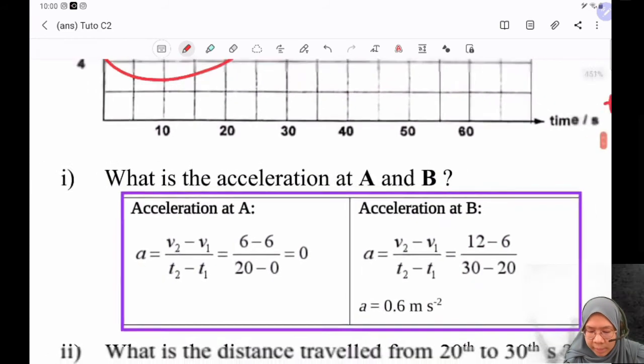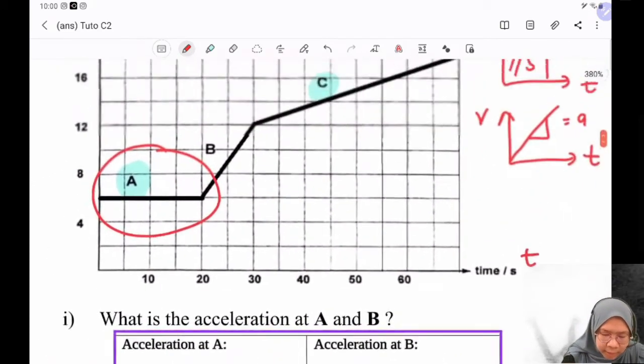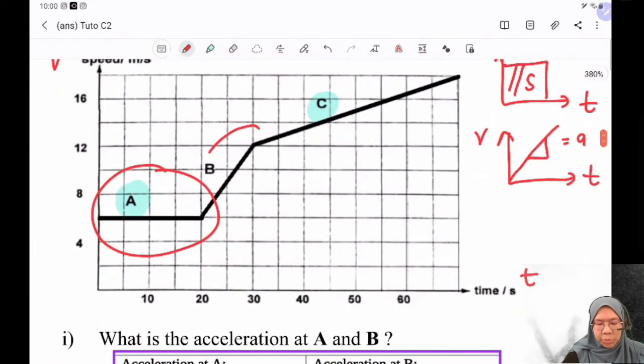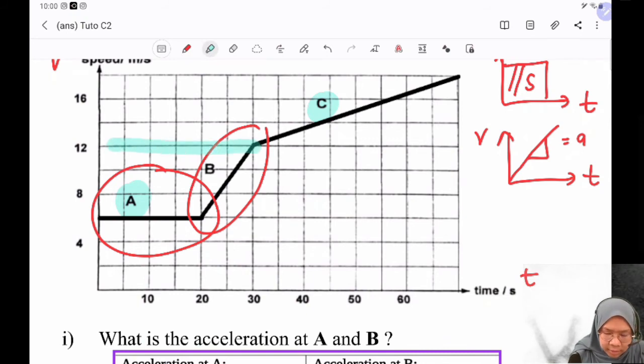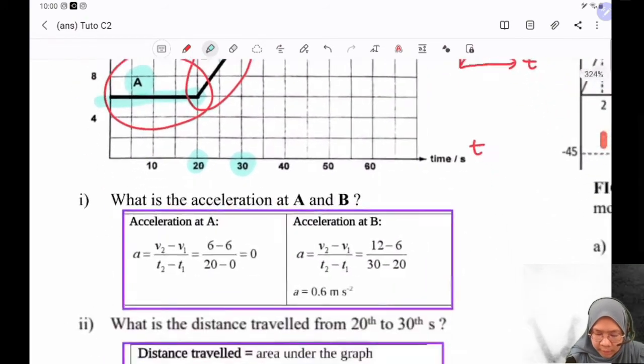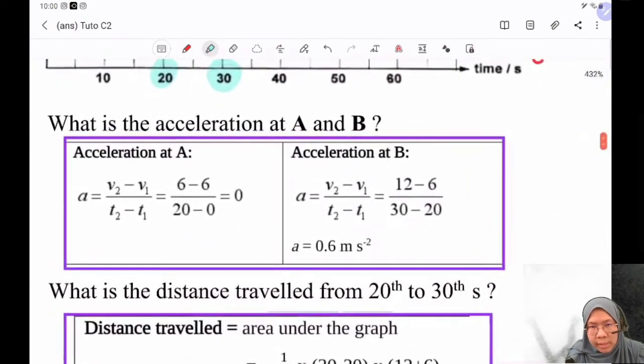Okay, and then at B, kalau kita tengok B ni dia ada kecerunan. So kita kena ambil nilai yang betul lah. So 12 tolak dengan 6 bahagi dengan 30 tolak 20. Okay, so we get the answer 0.6 meter per second squared. Unit jangan lupa letak. Tak letak unit, salah.